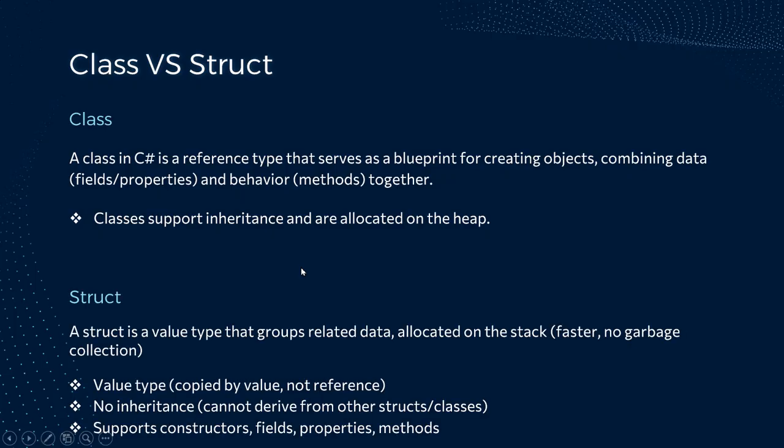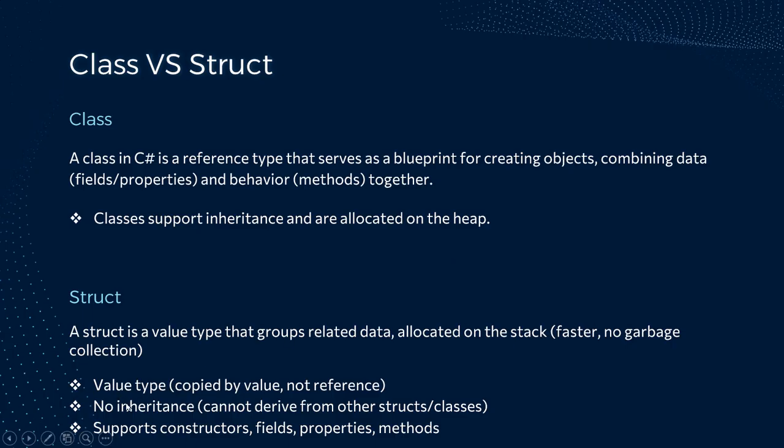And we have already seen that structure also. So let's look at it once again. A struct is a value type that groups related data allocated on the stack. So there is a main difference. Classes are allocated on the heap, whereas the structures are allocated on the stack. And it is faster and no garbage collection needed. But in case of classes, we will be looking at how the garbage collection works later on.